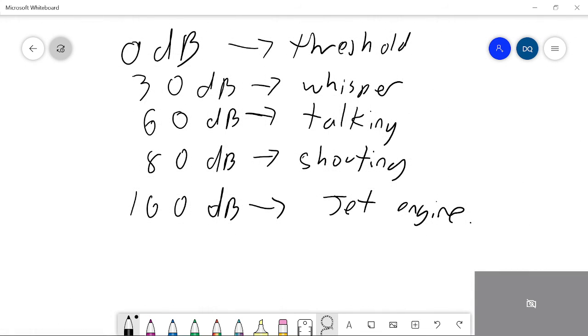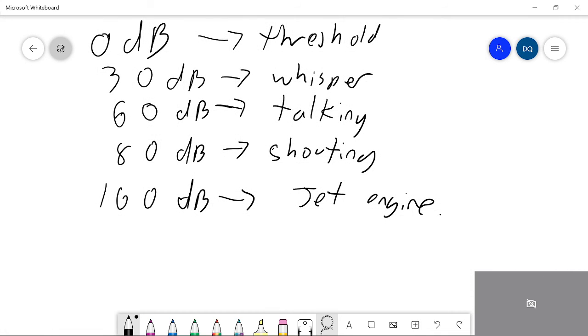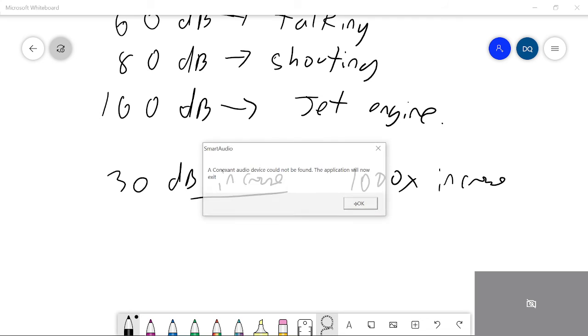Every time you go up by 10 decibels, that's a 10-fold increase. So if you go up 20 decibels, that's not 20 though. If you go up 20, that's times 10 times 10, that's 100. So, for example, the intensity of sound of talking compared to whispering is a 30 decibel increase. We just look at how many times has it gone up by 10, and for each time it's gone up by 10, you multiply by 10. So that is a 1,000-time increase in intensity.